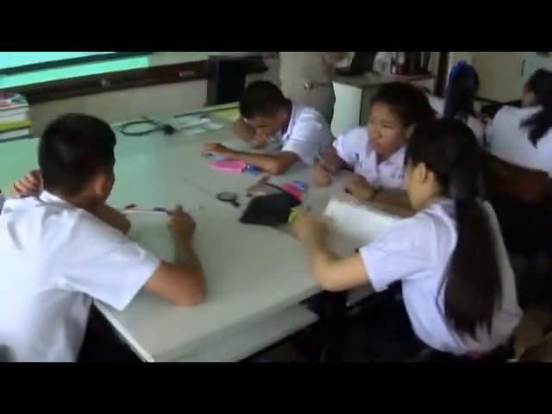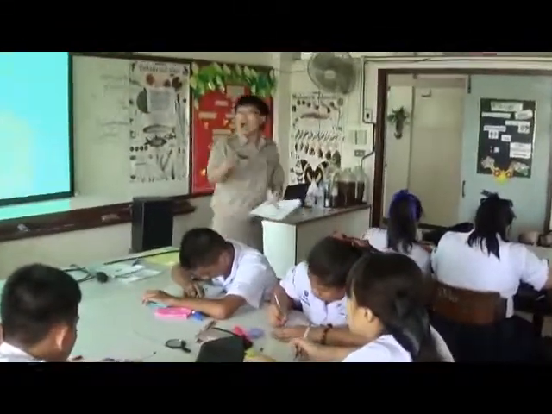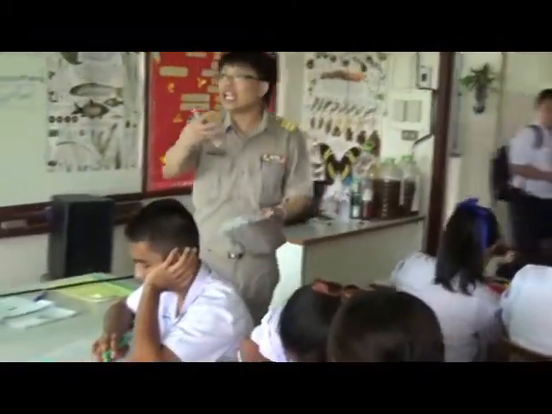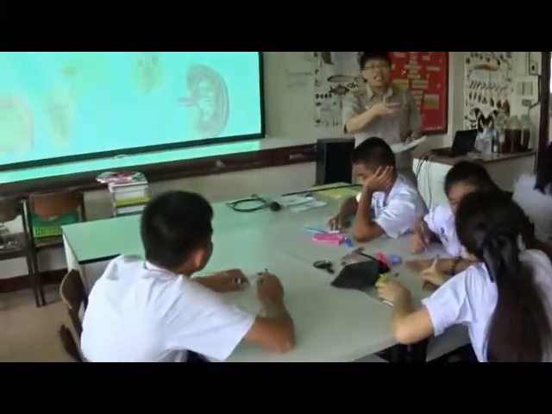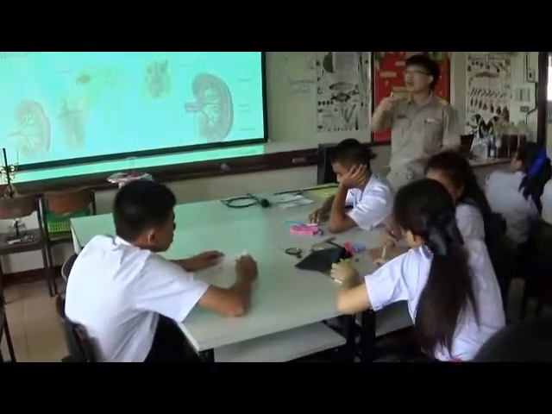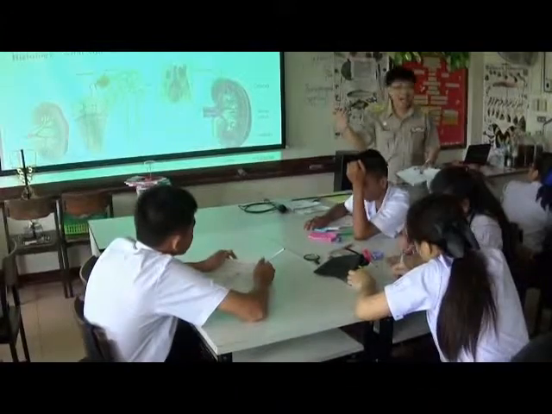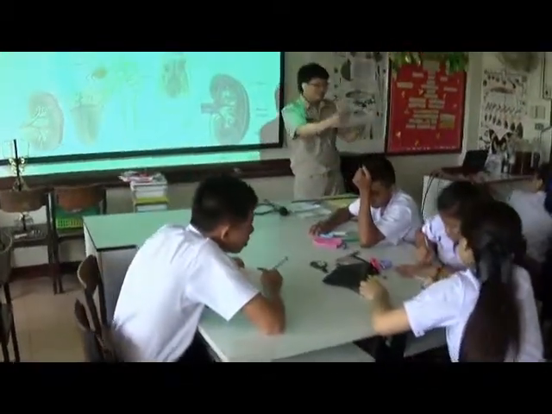Number ten, out of kidney. In the kidney it's called artery, out of the kidney it's called vein. That's right. Okay, the last feature.